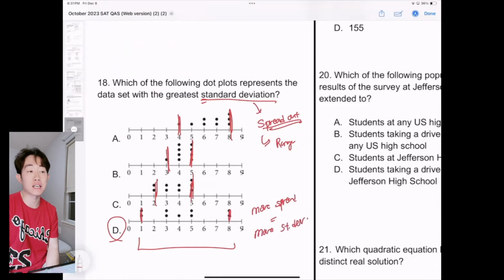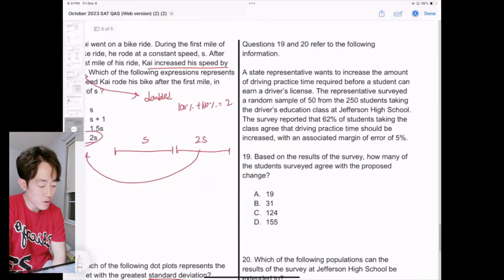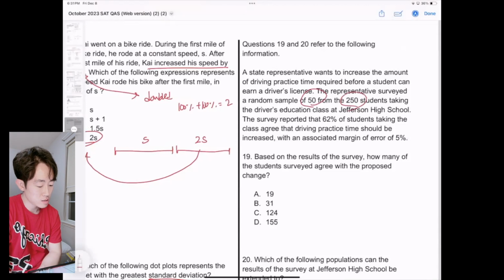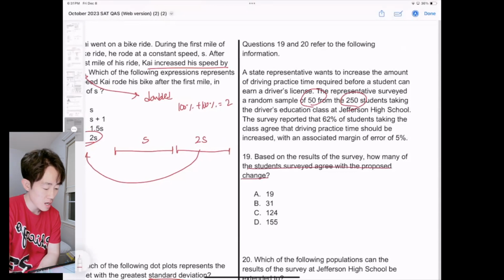That's the idea. Number 19 and 20. All right, so a state representative wants to increase the amount of driving practice time required before a student, blah, blah, blah. All right, so we have a random sample. There's a lot of statistics questions on here. 50 from 250. The survey reported 62% of students taking the class agree. Based on the results of the survey, how many students surveyed agree with the proposed change? So you have to be careful.